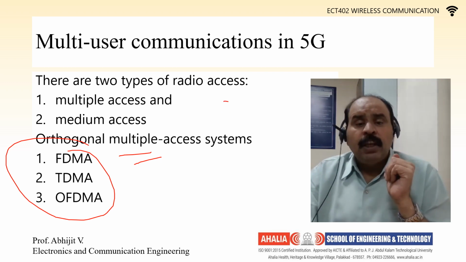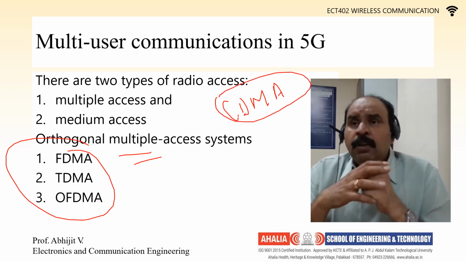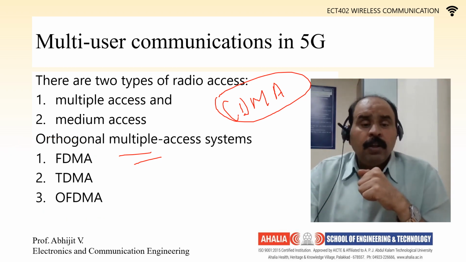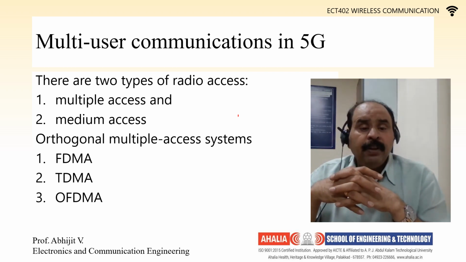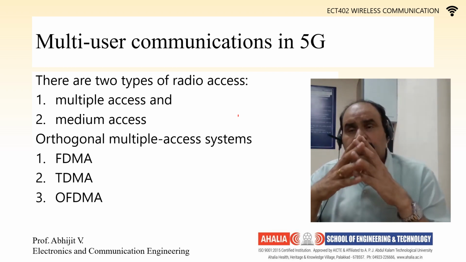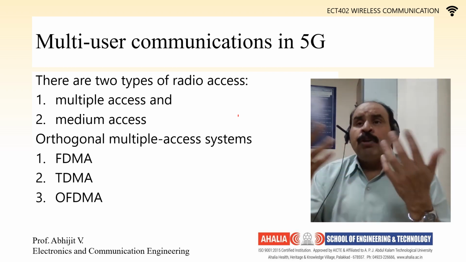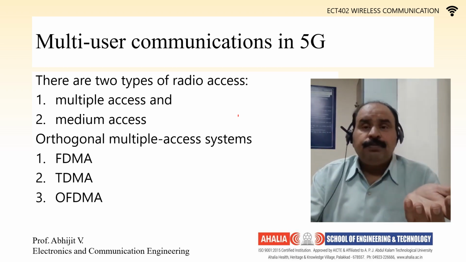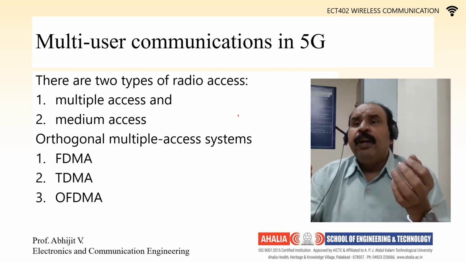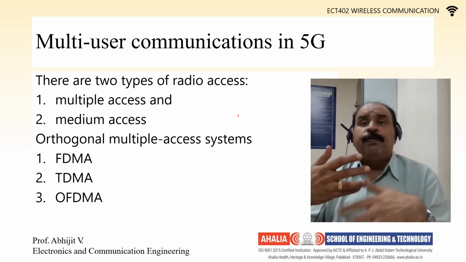Okay, we have another one, CDMA. We'll see in the next slide what the other type of multiple access system is. These are all orthogonal systems, but code division multiple access can be orthogonal or non-orthogonal depending upon the coding that you are going to apply. CDMA can either be orthogonal or non-orthogonal depending upon what type of coding you are going to do.